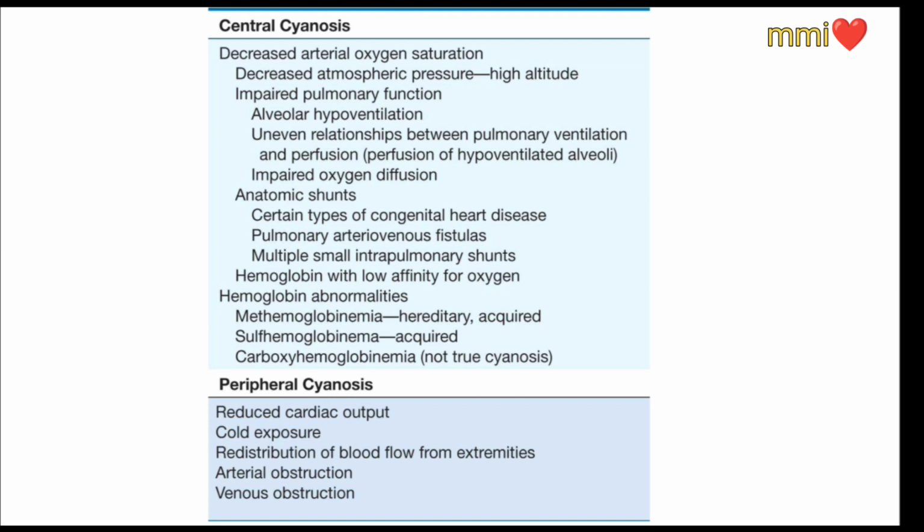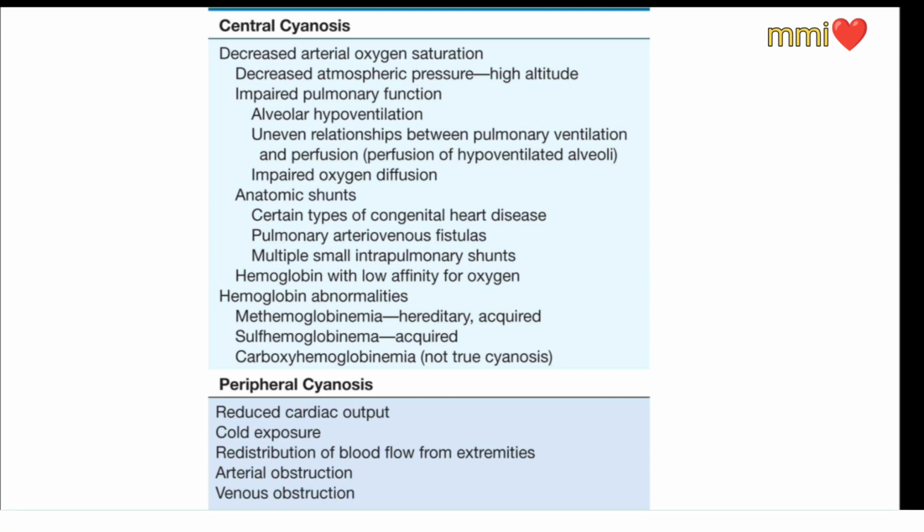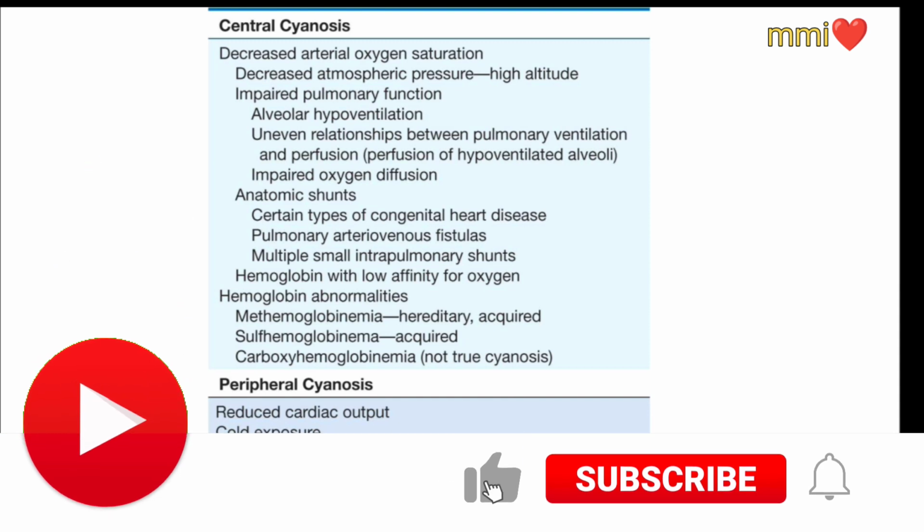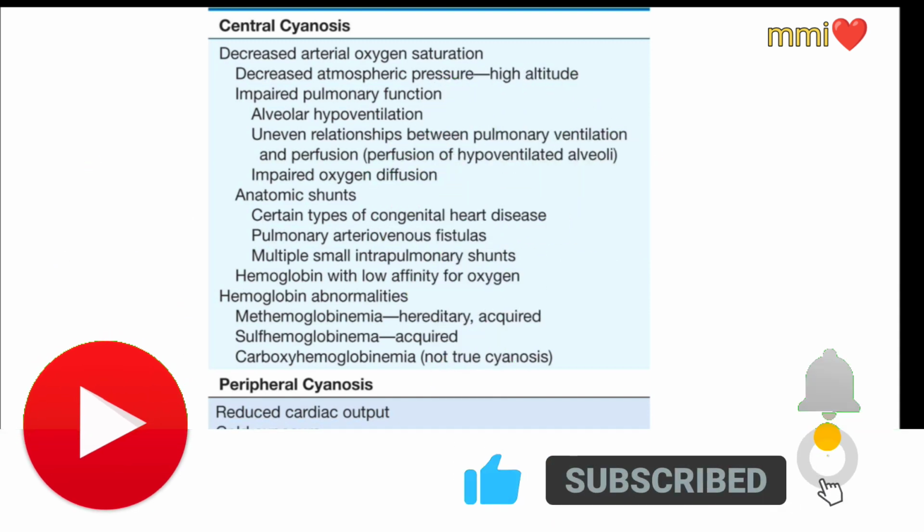Another one is anatomical shunts, that is, arteriovenous shunts: certain types of congenital heart diseases, pulmonary arteriovenous fistula, multiple small intrapulmonary shunts. Next is hemoglobin abnormalities like methemoglobinemia, sulfhemoglobinemia, carboxyhemoglobinemia. Okay. Next is peripheral cyanosis.